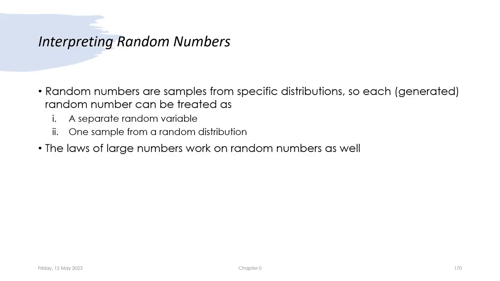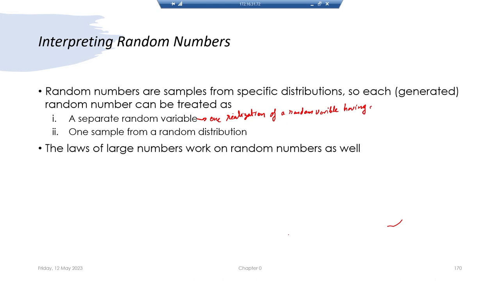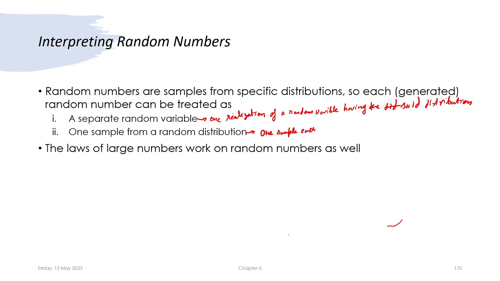So, a sequence of random numbers or multiple random numbers can be thought of in two ways. One, each random number generated in a sequence of random numbers or in a random vector can be thought of as a separate random variable, or one realization of a random variable having the said distribution. And it can also be treated as one sample each from the same distribution.